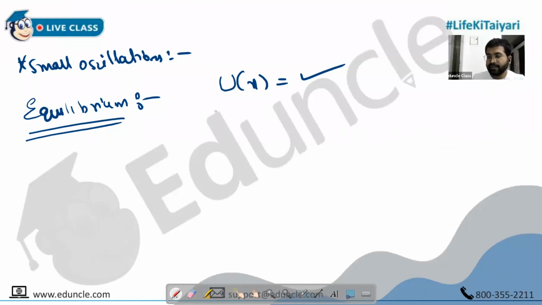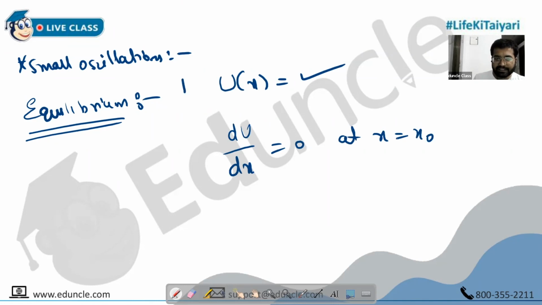So U of x will be given to you, and after this, whichever kind of equilibrium, stable, unstable, or neutral, for all kinds of equilibrium, dU by dx is 0 at the mean position. Using this, you can find the value of x naught first of all. This will be given, we will use this and we will find x naught.